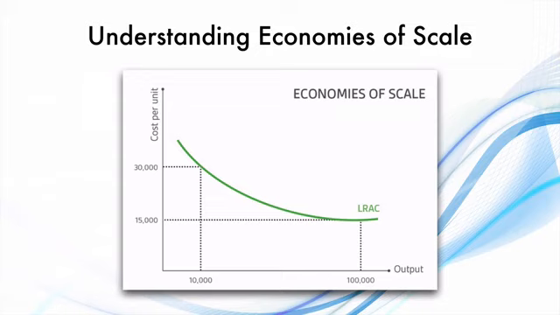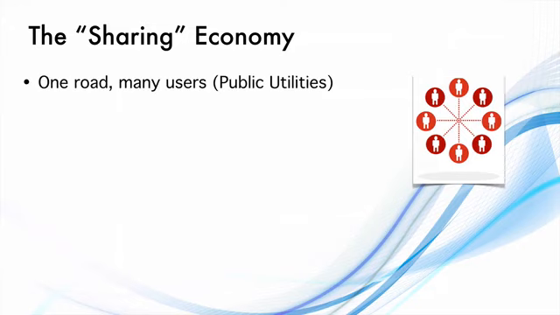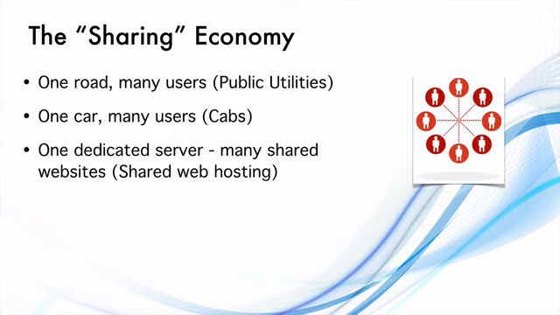You can go ahead and Google about economies of scale, read a Wikipedia article, or watch a few YouTube videos. That's what we are looking at here. When there are a lot of units in a single production line, the cost per unit comes down. That is what the sharing economy is all about, right? One road, many people who use it, these are public utilities, and one car, many people use it, these are cabs. One dedicated server and many shared websites. So this is basically shared web hosting.